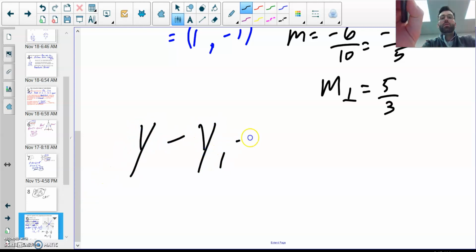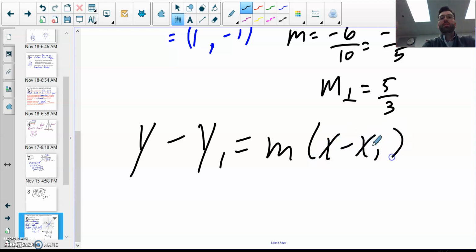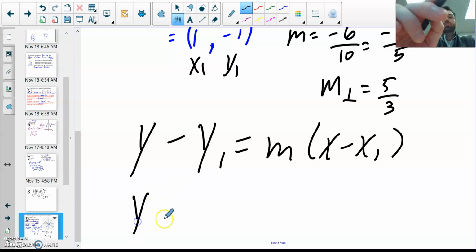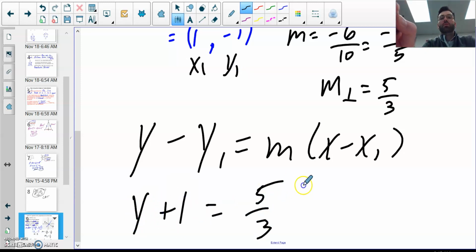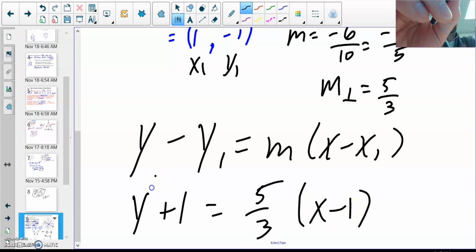Remember, point slope form. Y minus y1 equals m times x minus x1. x1, y1, y plus 1 equals 5 over 3 times x minus 1. Remember, this becomes plus 1 because I'm doing y minus -1. The two negatives make it a positive.